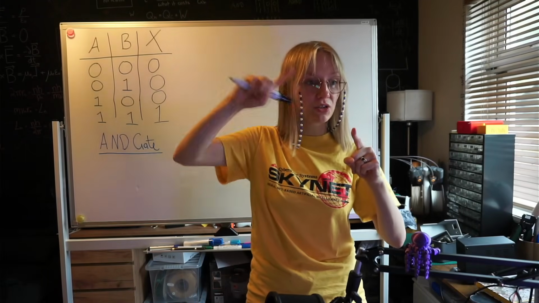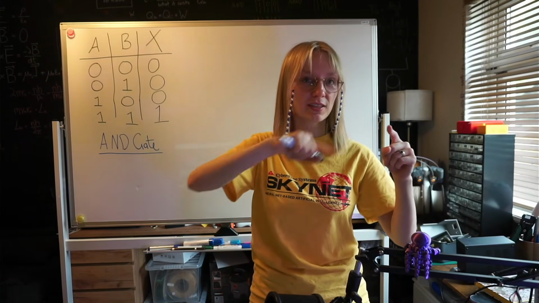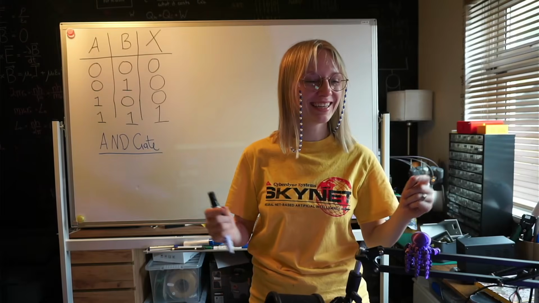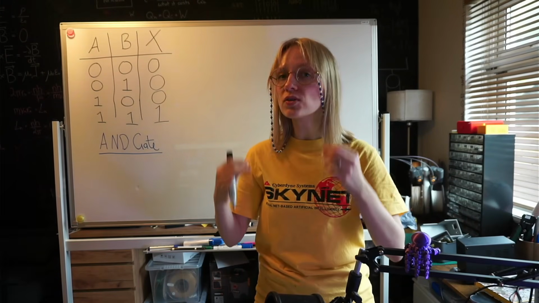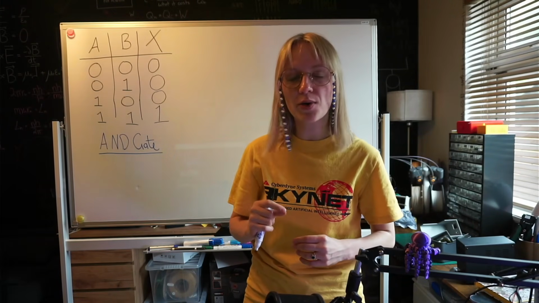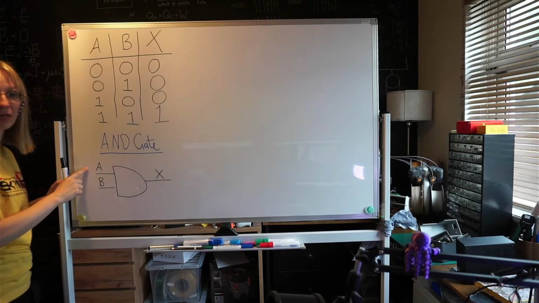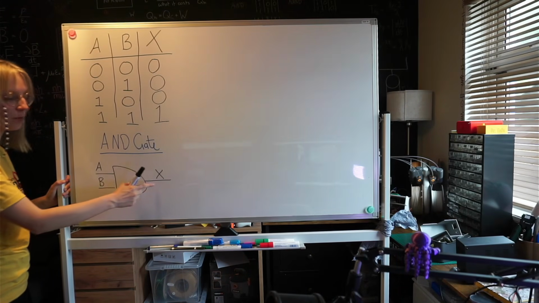You know, you draw a resistor as a squiggly line, an inductor as a different type of squiggly line, capacitors, 2 plates. We also have symbols for logic gates, and this is what an AND gate looks like. These are our two inputs, A and B, and our output X.